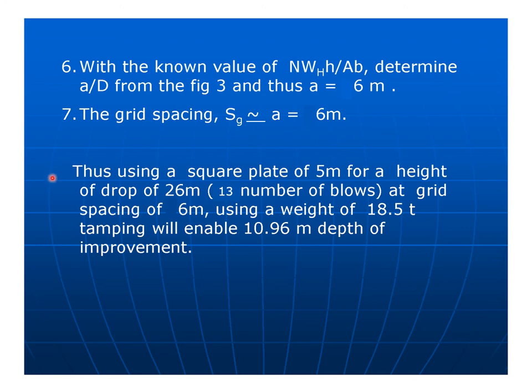Thus, using a square plate of 5 meter, for a height of drop of 26 meter, 30 number of blows at a grid spacing of 6 meter, using a weight of 18.5 ton, tamping will enable 10.96 meter depth of improvement.